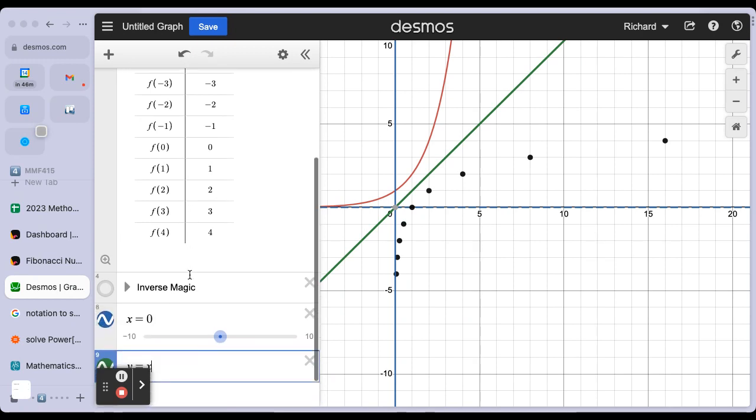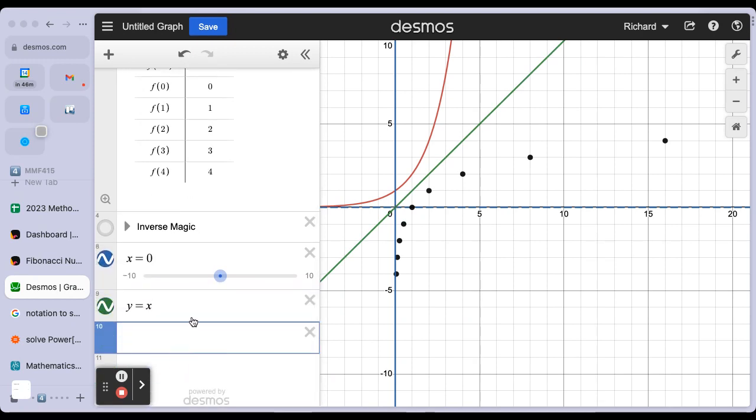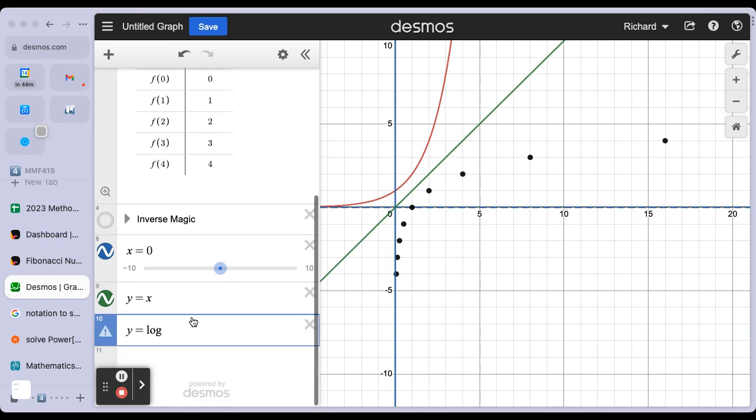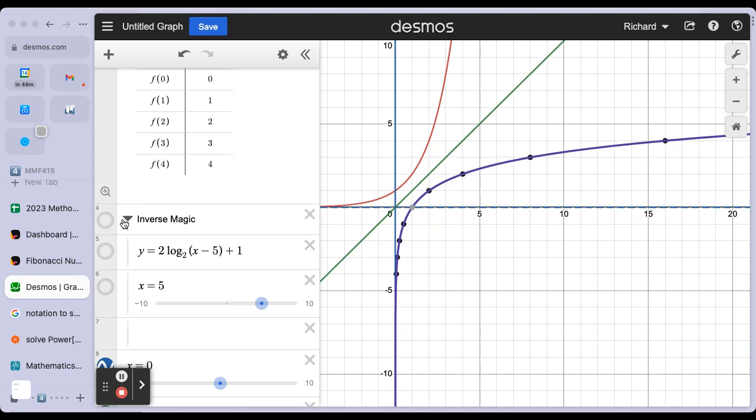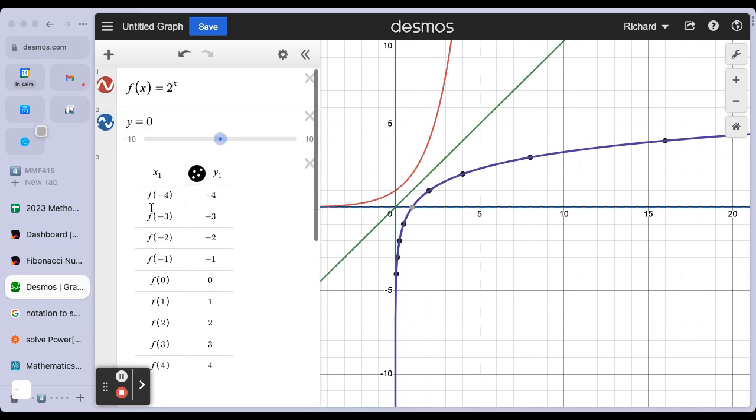Okay, so if I go y equals log base 2 of x, you can see that the line goes through all those dots there. So that's what the function looks like. So what I wanted to show you is just a quick preview of what the transformations do.